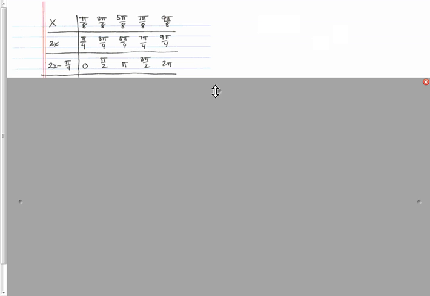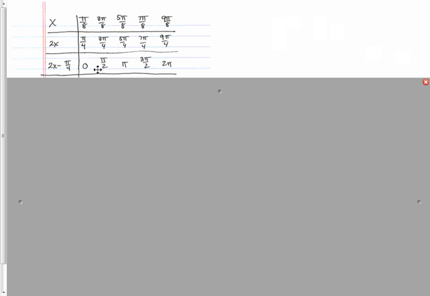Now remember, though, we're taking the cosine of 2x minus pi over 4. So I've taken this 2x value and subtracted pi over 4 each time. So if I take this 2x and subtract pi over 4, I'm at 0. If I take 3 pi over 4 and subtract pi over 4, that's 2 pi over 4 or pi over 2. If I take 5 pi over 4 and subtract pi over 4, that's 4 pi over 4 or pi. Likewise, 7 pi over 4 subtract pi over 4 is 6 pi over 4, and that simplifies to 3 pi over 2. 9 pi over 4 subtract pi over 4 is 8 pi over 4, and 8 pi over 4 is 2 pi.